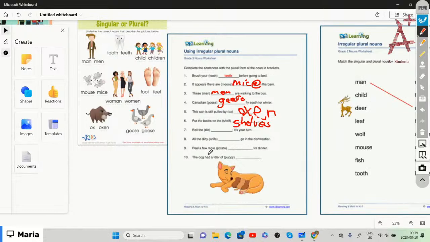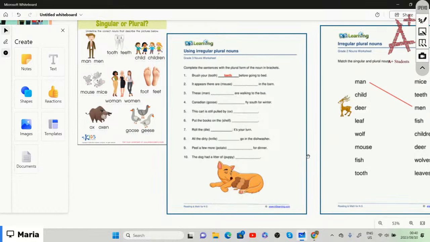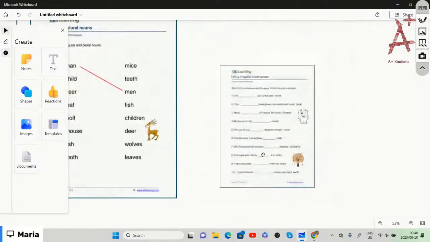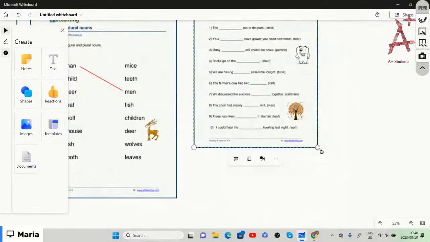And then all the dirty knives. Peel a few more potatoes. And the dog had their puppies. Right? So these are irregular plural nouns. All right. Last one.